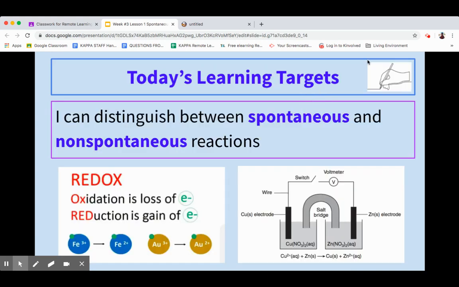Okay, so today's learning target is I can distinguish between spontaneous and non-spontaneous reactions. So we're still on the topic of redox, which is oxidation and reduction. And we're just going to distinguish between these two types of reactions. So pause the video now so you can write this down.